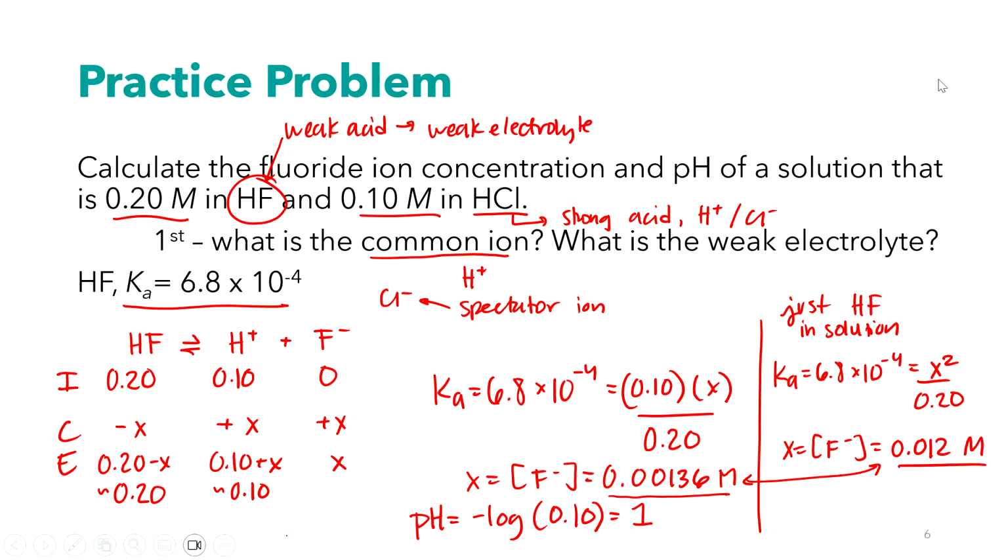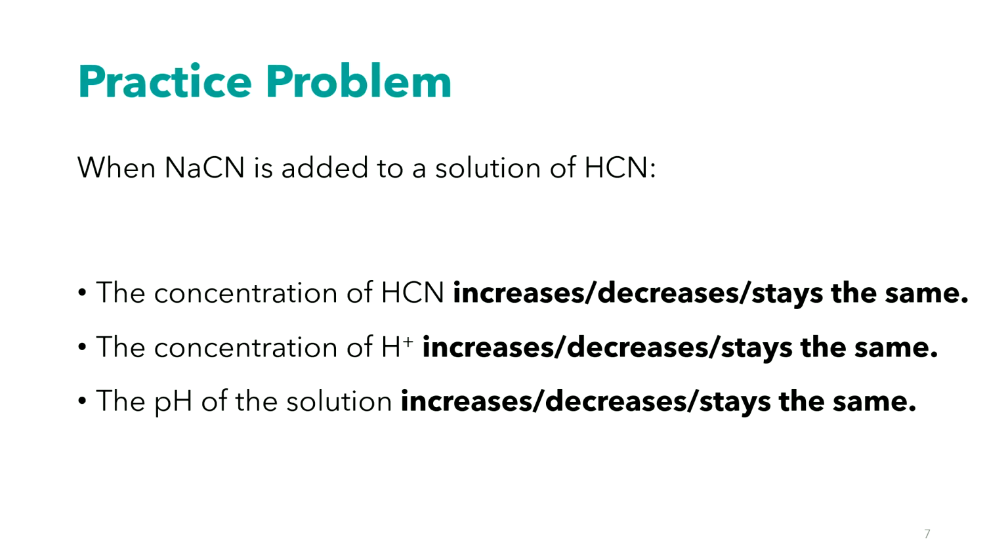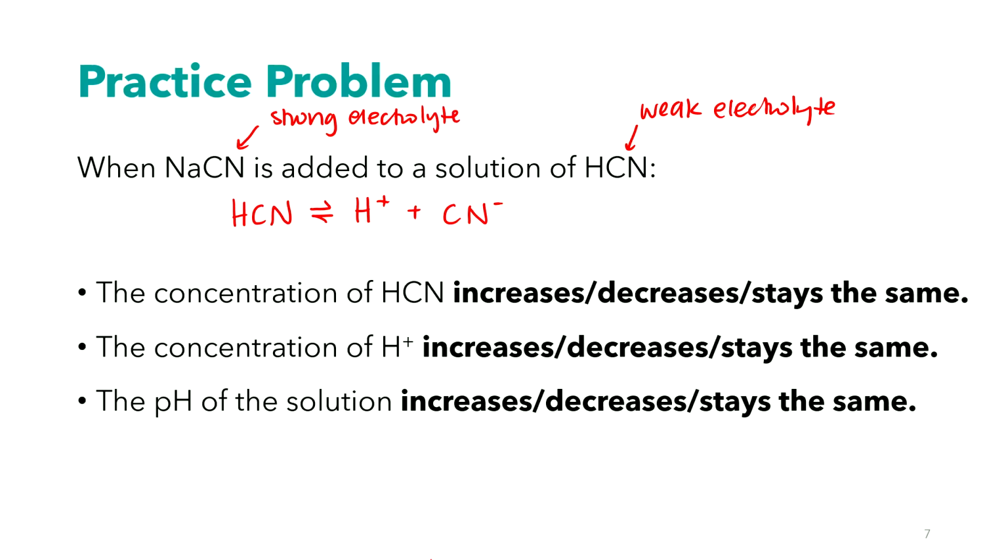All right. Here's a conceptual question. I just wanted to give you this flavor as well. When NaCN is added to a solution of HCN, what happens to these concentrations? So I'm asking, when I put that sodium cyanide in solution, what happens to HCN? What happens to H+? And what happens to the pH? The first step would be to write out the equilibrium we're talking about. Identify to yourself, this is a weak electrolyte, that's a strong electrolyte. Then say to yourself, this is a common ion question.